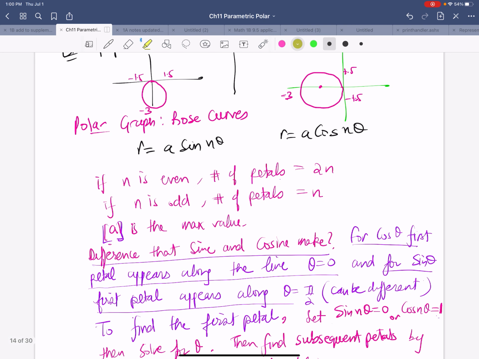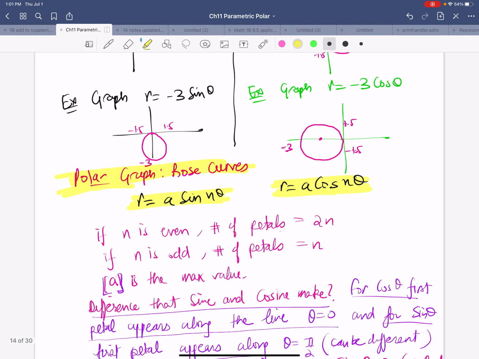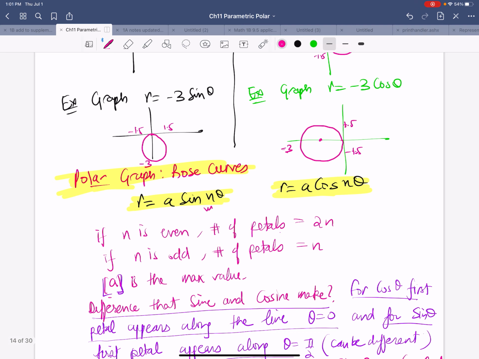Now we're going to be graphing polar curves, which are the rose curves. Rose curves are written in the form r equals a sine n theta or r equals a cosine n theta. Keep in mind, if you have a cos theta or a sine theta, that's going to be a circle. But if you have a number in front of theta, a multiple, then that's going to be a rose curve. Now remember, if n is even, the number of petals will be equal to twice n. So a sine 4 theta will have 8 petals. A sine 10 theta will have 20 petals.